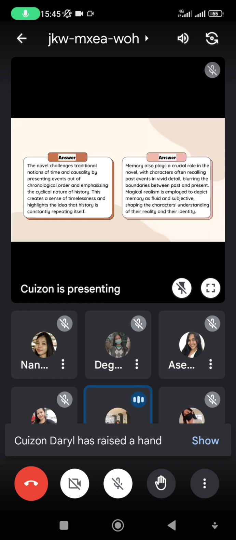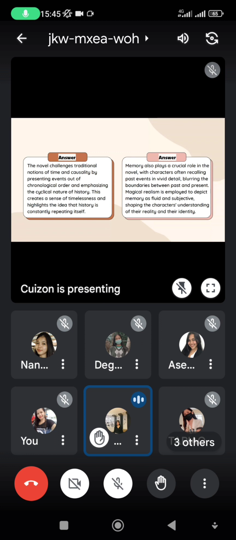So, memory also plays a crucial role in the novel, with characters often recalling past events in vivid detail, blurring the boundaries between past and present. Magical realism is employed to depict memory as fluid and subjective, shaping the characters' understanding of their reality and their identity. So, throughout the novel, the characters' memories are portrayed as malleable and influenced by their own perceptions and biases. For example, when Jose Arcadio Buendia becomes obsessed with discovering the secrets of the universe, his memories become intertwined with his delusions, blurring the line between reality and fantasy.